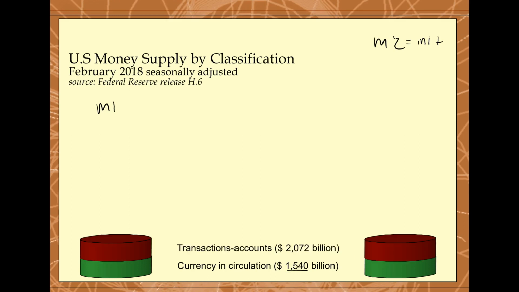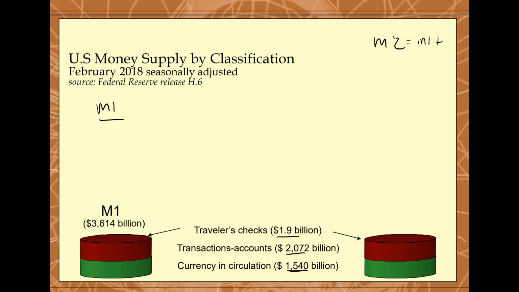The other part of M1 are transaction accounts, and that's about $2 trillion. And of course, that's also part of M2. And then traveler's checks is a very small portion of the money supply, only $1.9 billion. And this totals M1. And so M1 was about $3.6 trillion in 2018.